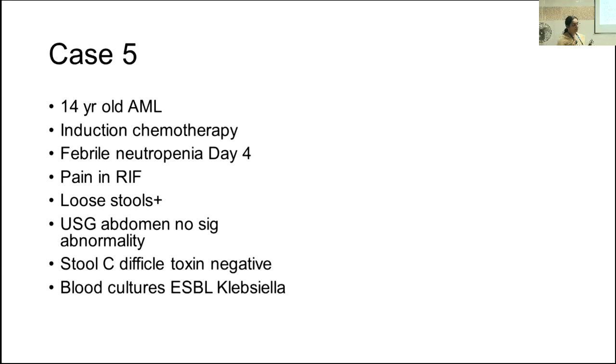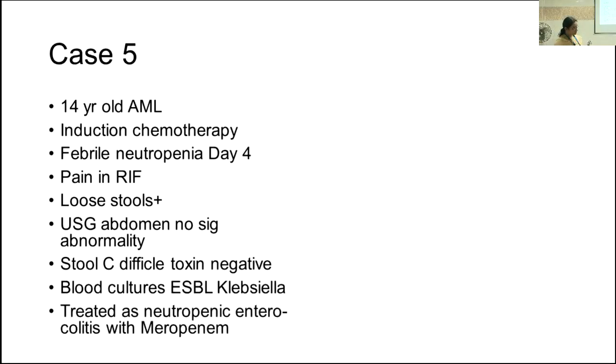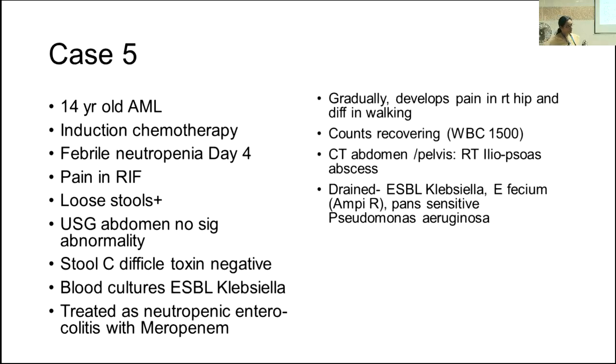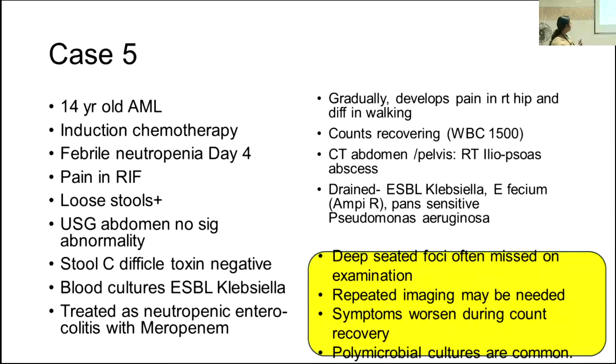Gradually, when the count started recovering, he actually became worse. His pain became worse and he couldn't even stand. At that point, when we imaged him, we found that he had a right iliopsoas abscess. That required to be drained, and it grew a whole lot of bugs, including Klebsiella, Pseudomonas, and Enterococcus faecium. So remember that it's very difficult to pick up deep-seated foci because they hardly show any inflammatory response.